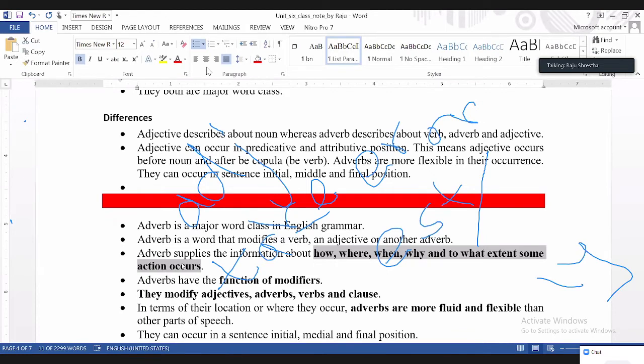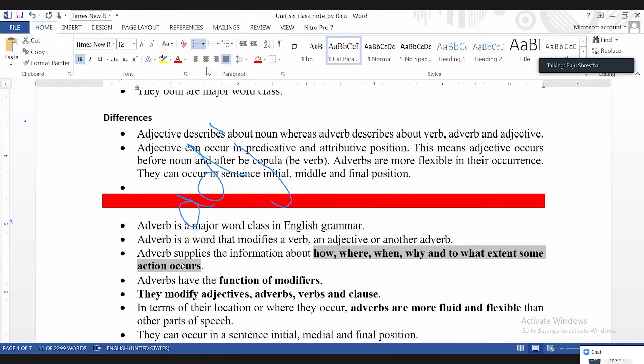Adverbs talk about how, slowly, fast, quick, quickly; where, down, inside, upside, so location we discuss. When, time, we talk about time. Then why, the reason we talk. In this way, adverbs try to give information about these. Adverbs have the function of modifiers like adjectives. Adjectives and adverbs are modifiers. They modify adjectives, adverbs, verbs, clauses in terms of their location or where they occur.